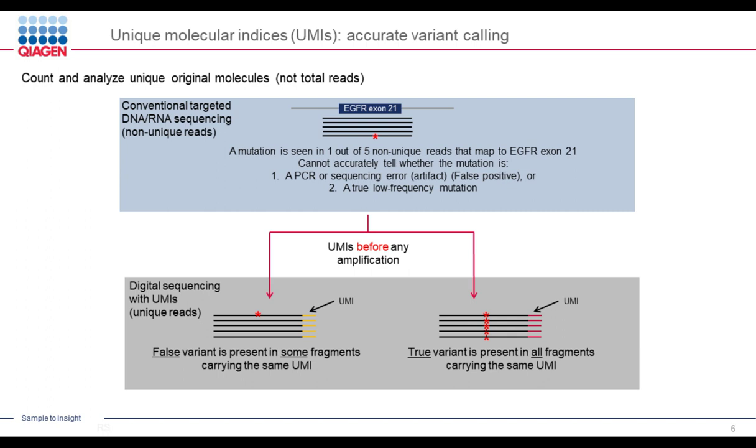So in order to overcome this issue, we use unique molecular indices that are introduced into the unique fragments before any amplification takes place. What UMIs allow us to do is to differentiate between a true low-frequency mutation or an error introduced along the workflow. On the left-hand side, you see an example of a false variant or an error introduced in the PCR steps, because all these 5 fragments carry the same unique molecular index, but we only see the mutation in 1 fragment out of 5.